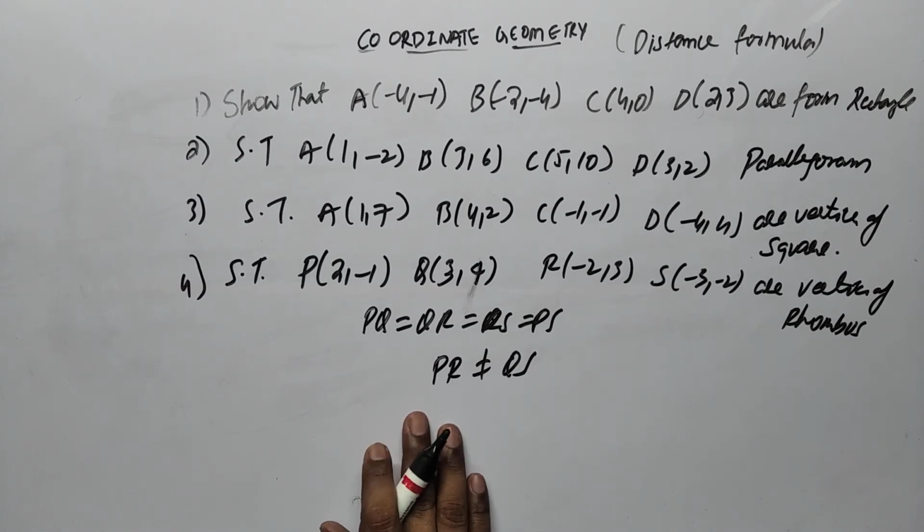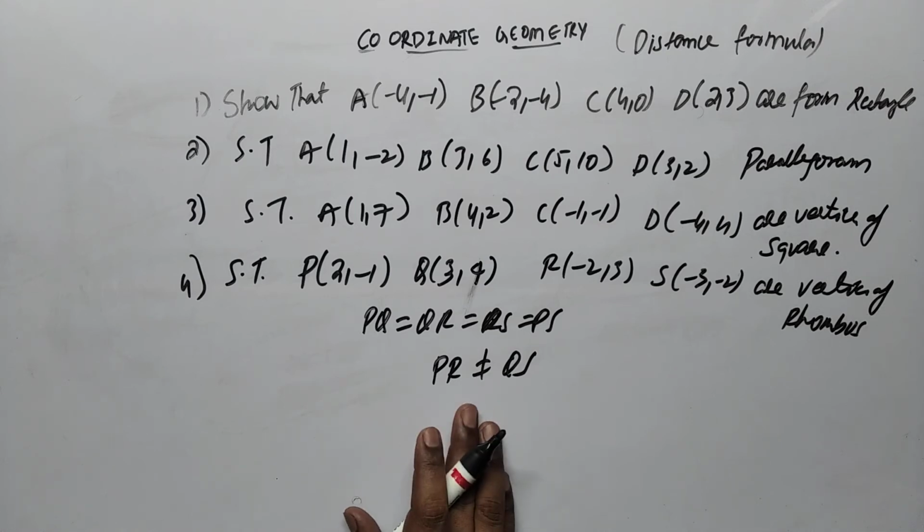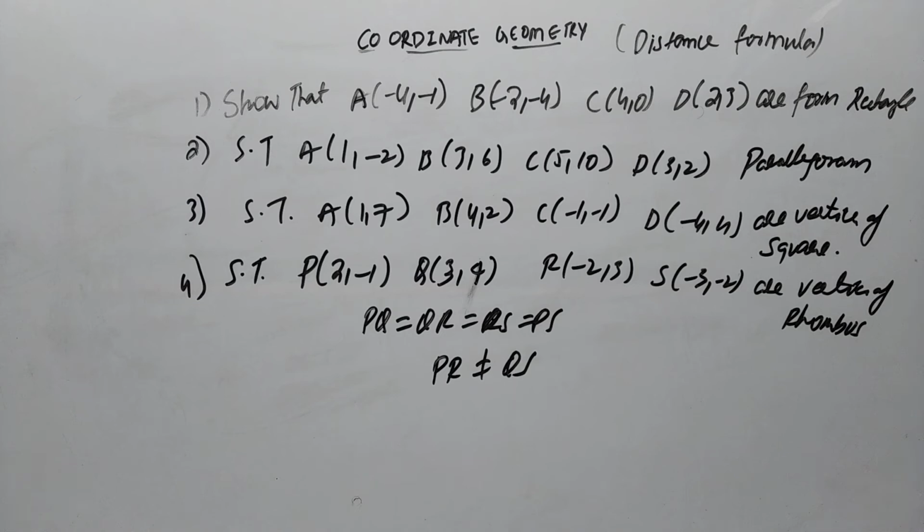In the next video I will be giving you some other questions related to triangles. There they will ask you to prove that the given vertices are the vertices of an isosceles triangle, a right angle triangle or a scalene triangle, and to find the area of the triangles. All of that we will be doing.